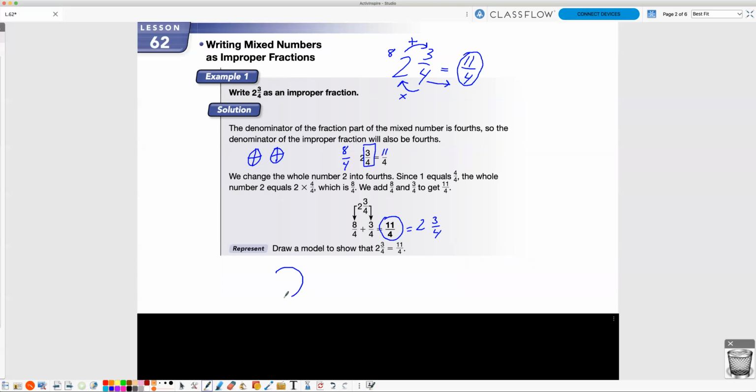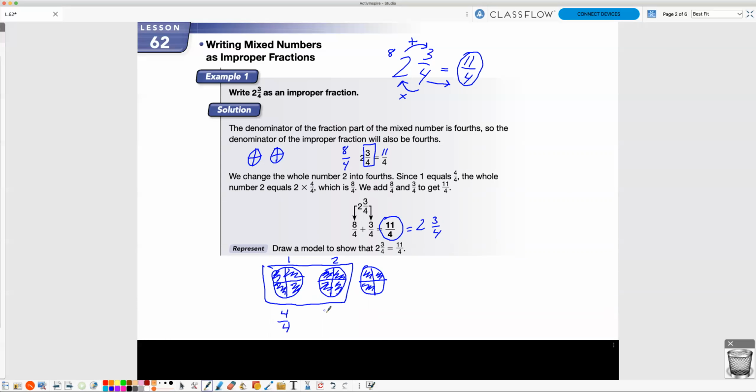This is what it would look like in picture format. So if I had 2 and 3/4, here's 2 whole fourths. These two would be 1, 2. So this would be 2 wholes, and then I could just represent that by having all these shaded in. So that's 2 whole pies there. This one is 3/4, 1, 2, 3 of them. So this would be 4/4. This would be 4/4. And this would be 3/4.